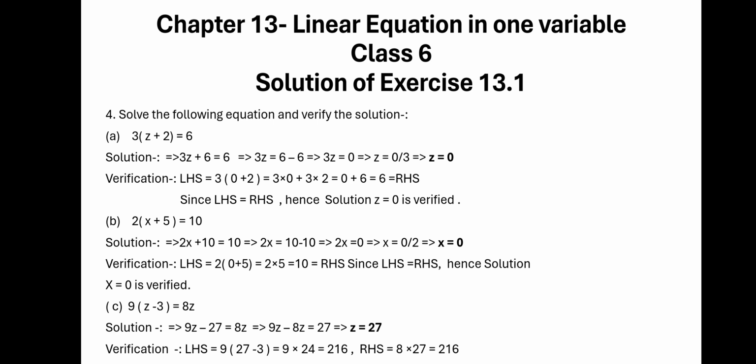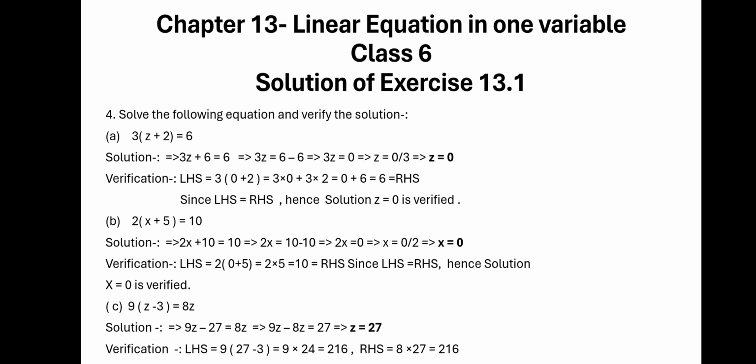Now B. 2 into bracket x plus 5 equal to 10. Now we have to open the bracket, 2x plus 10 equal to 10. So 2x equal to 10 minus 10. Again 2x is equal to 0 here, and x is therefore 0. So here also the solution is 0. When you verify, you have to substitute the value of x into the left hand side, which is 2 into bracket 0 plus 5, and 2 into 5 is 10. So which is equal to RHS, since LHS equal to RHS and solution x is equal to 0 is verified.